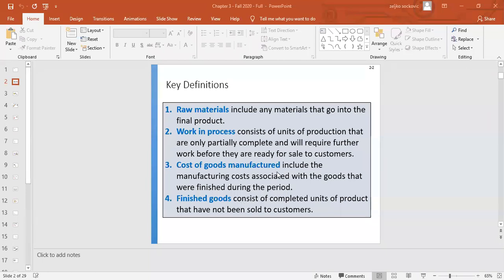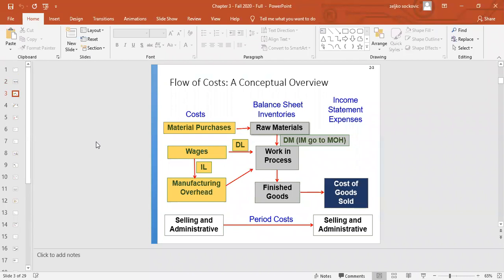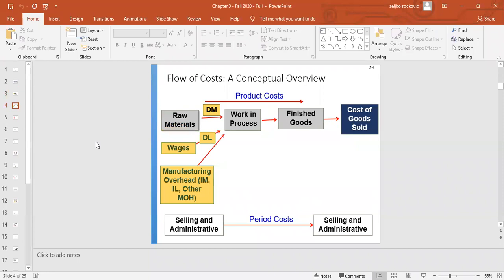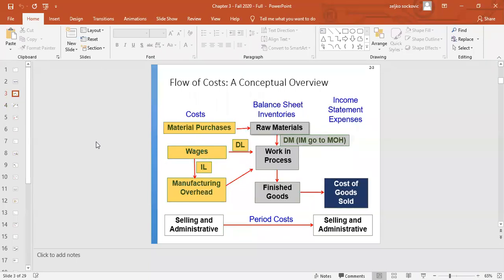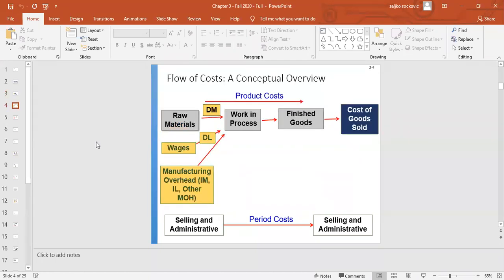Cost of goods manufactured is just a definition of the cost that we put into products that are completed, finished. Again, this all becomes clearer and more specific when we actually start looking into these accounts. So this is the conceptual overview of our flow. I do it in a couple of different ways. This is one slide, and this is another slide. They show basically the same thing, just with a slightly different breakdown, so you see how these items are distributed.